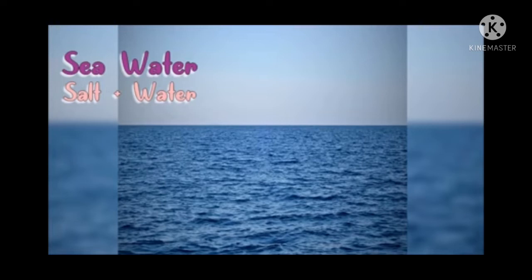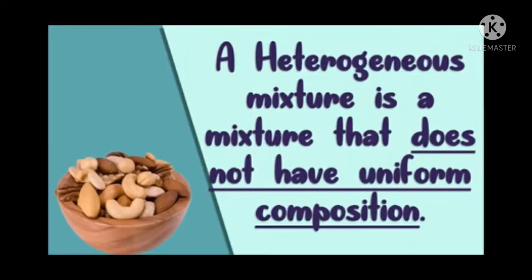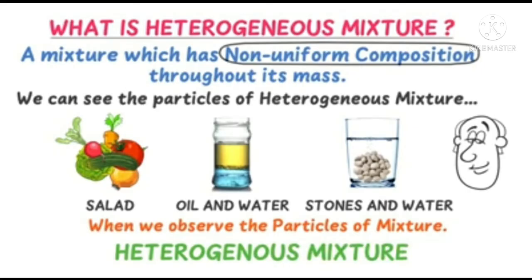The second type of mixture is heterogeneous mixture. Now, what is heterogeneous mixture? A heterogeneous mixture is a mixture that does not have uniform composition. It means in this mixture, the substances are clearly seen through our naked eyes. We can spot out each and every component of the mixture. So we can say that in a heterogeneous mixture, mixture has non-uniform composition throughout its mass.